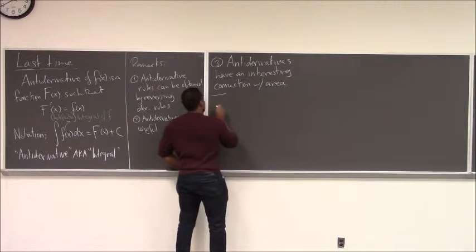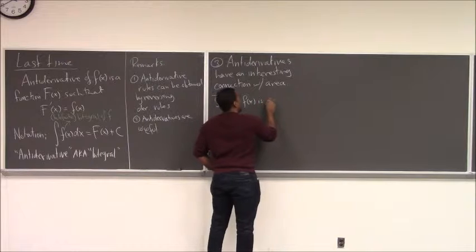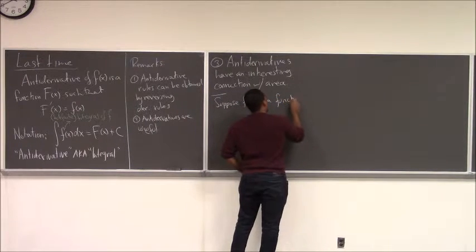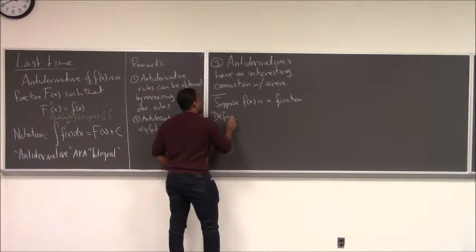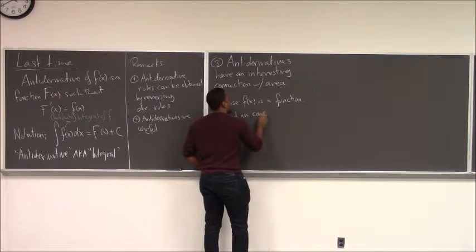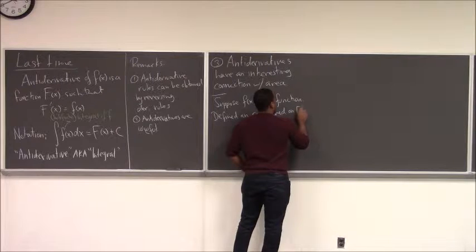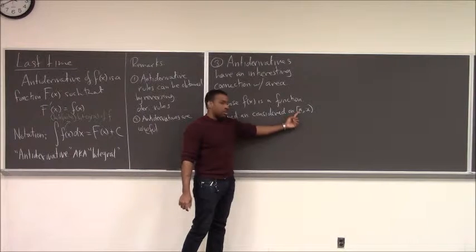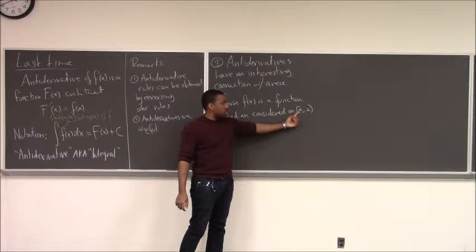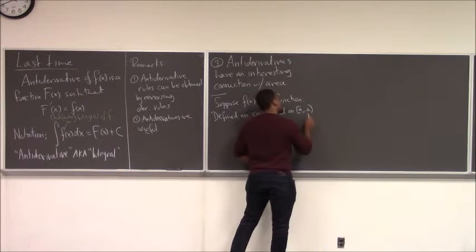So suppose f of x is a function, and it's defined and considered on the interval [a, x]. So this is just an interval. I fixed the starting point. It's a definite constant, but I let the endpoint vary. I can stretch this interval or contract it at will, and this is a variable right endpoint.